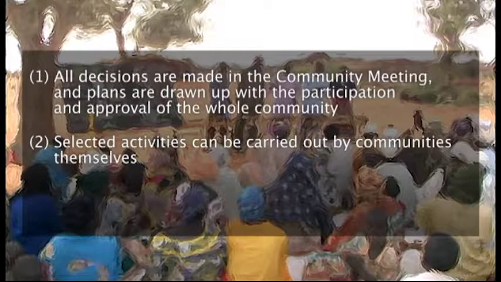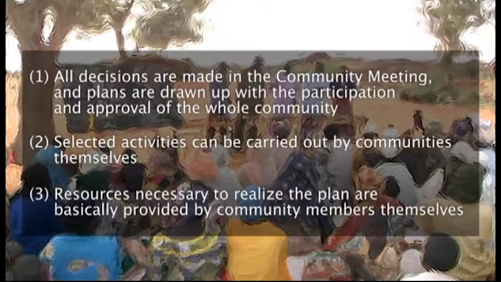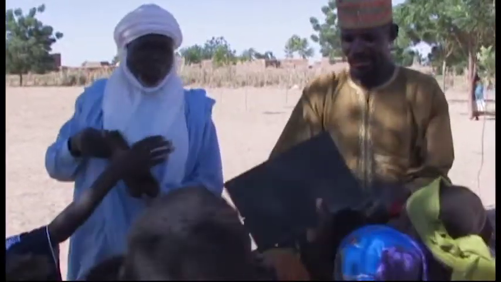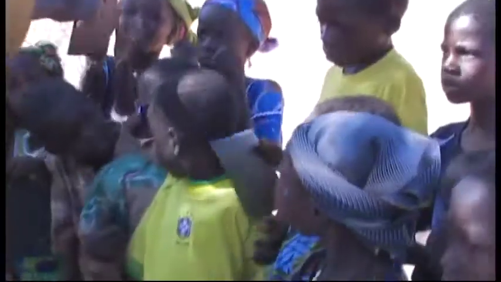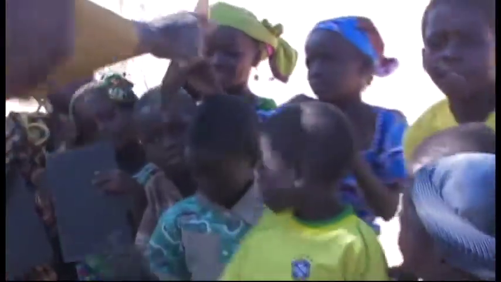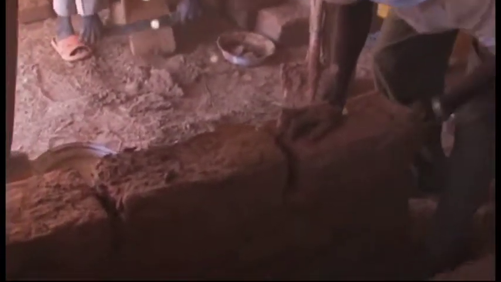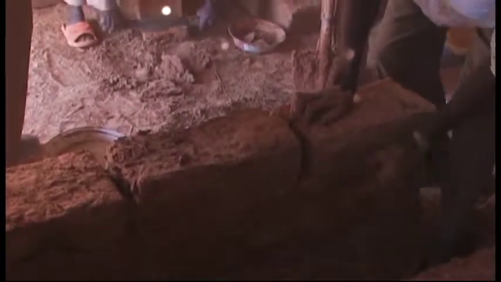2. Selected activities can be carried out by communities themselves. 3. Resources necessary to realise the plan are basically provided by community members themselves. By adopting the school action plan, participation by large numbers of community members is encouraged, and autonomous school management which gets things done is achieved.